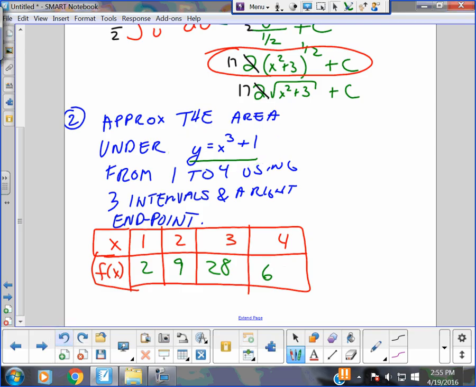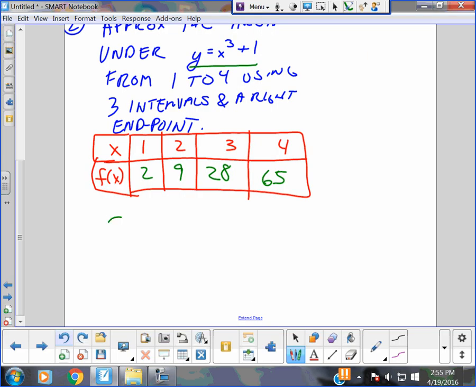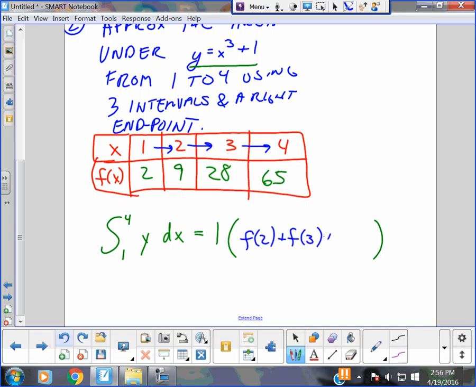Now, once I have this, I want to do this as right endpoints. We know that we can approximate using a Riemann sum. We're going to approximate the integral from 1 to 4 of the function, which I'll just call y, dx, where y is x cubed plus 1. I can approximate this as 1 times, well, what? The right endpoints. The right endpoints are f of 2, f of 3, and f of 4. If I wanted the left endpoints, you guys agree it'd be 1, 2, and 3?